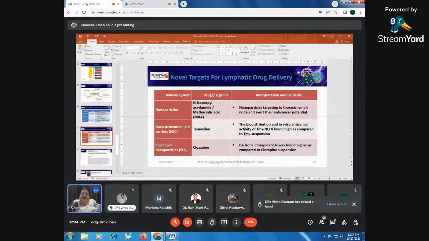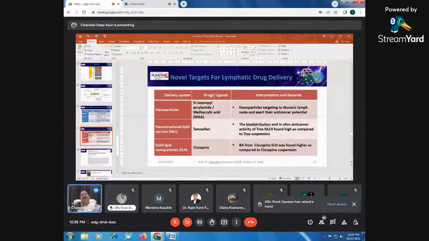Another example is that you can prepare nanoparticles. Here they have used N-isopropyl acrylamide, methacrylic acid, MMA. In this, nanoparticles are prepared which are targeted to the thoracic lymph node and exert their anti-cancer potential. Then you can also prepare nanostructured lipid carriers, NLCs. They have taken the drug tamoxifen, and the biodistribution and in vitro anti-cancer activity of this was found to be high as compared to plain tamoxifen suspension.